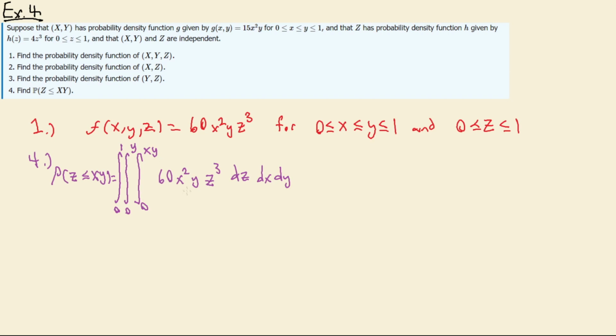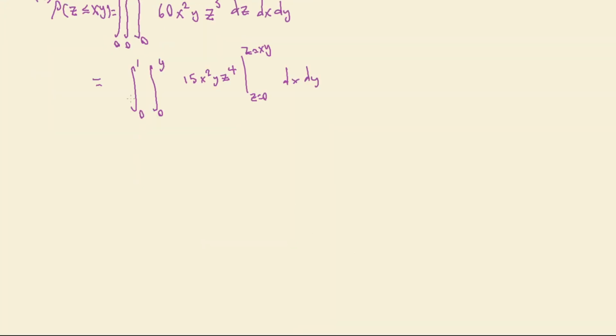And so if we carry out this first operation here, what are we going to get? Let's make some space. The remainder of the integral will stay the same, so we'll go 0 to 1, then 0 to y. Then what are we going to get? Here we'll get 60 x squared y z to the fourth over 4, so that's just going to be 15 x squared y z to the fourth, evaluated from z equals 0 to z equals xy, dx dy.